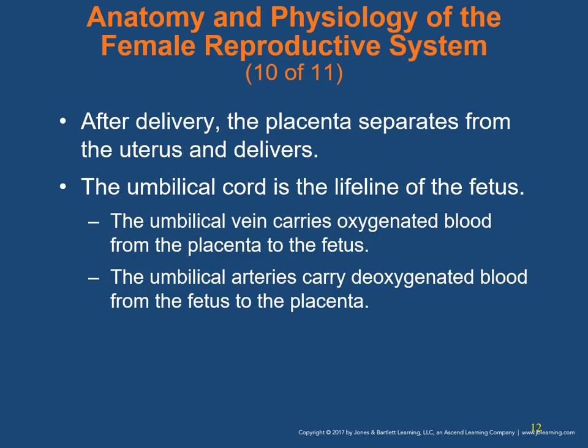The umbilical cord is the lifeline of the fetus, connecting the woman and the fetus through the placenta. The umbilical cord vein carries oxygenated blood from the placenta to the heart of the fetus. The umbilical cord arteries carry deoxygenated blood from the heart of the fetus to the placenta.